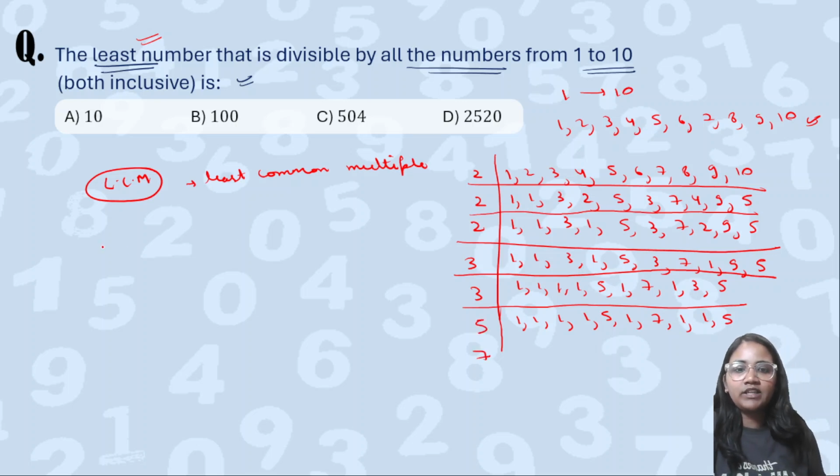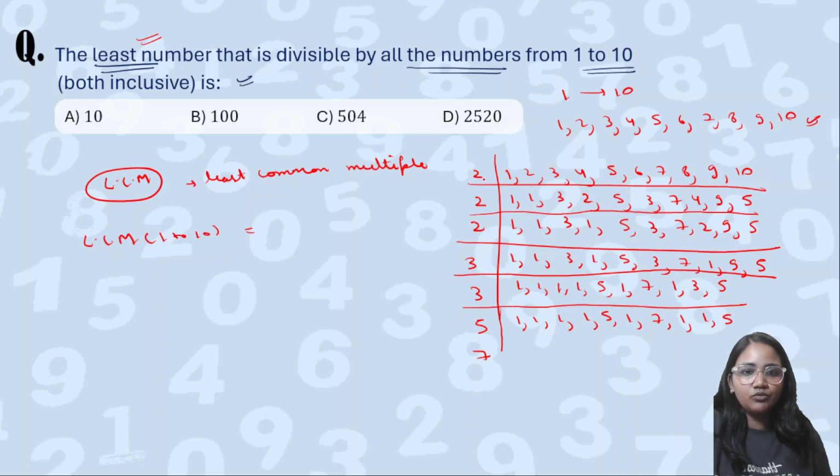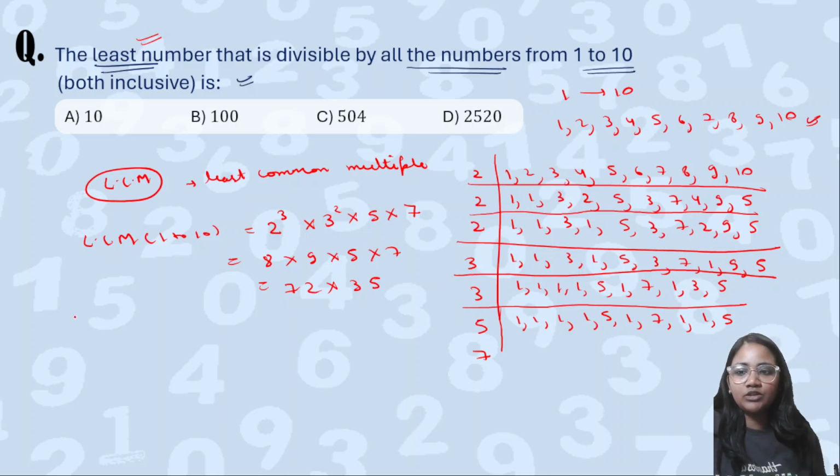So what we are going to get, the LCM of 1 to 10, is 2 to the power 3 into 3 to the power 2 into 5 into 7. Okay, so what is this? 8 into 9 into 5 into 7, which is 8 times 9 is 72 into 35. Okay, let's calculate 72 into 35.